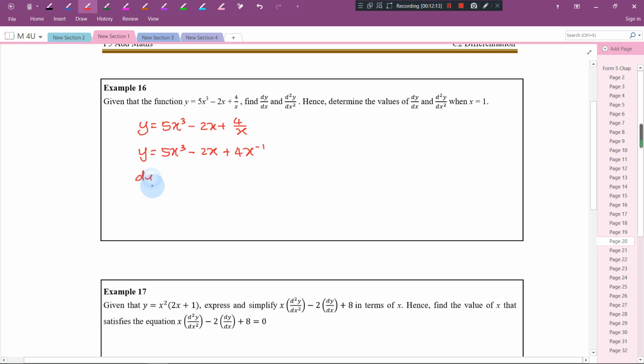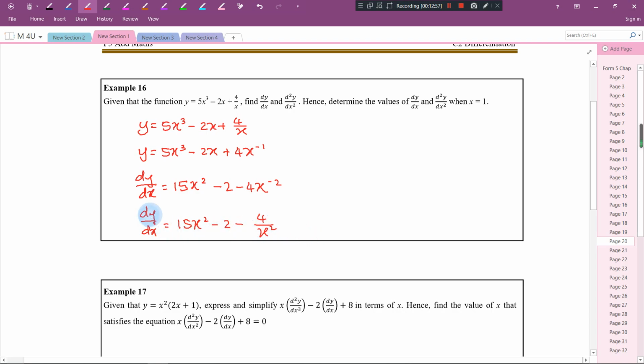Now I can start to find the first derivative, dy by dx. This is a gradient function. It's a function that we can use to find the gradient of the tangents of this curve. 3 times 5, 15. Copy the x. Power always minus 1, you will get 2 over here. If you differentiate negative 2x, you will get negative 2. If you differentiate this one, negative 1 times 4, you will get negative 4. Copy the x. Negative 1, you have to minus 1, you will get negative 2. So I will change it become 15x squared minus 2 minus 4 over x squared.